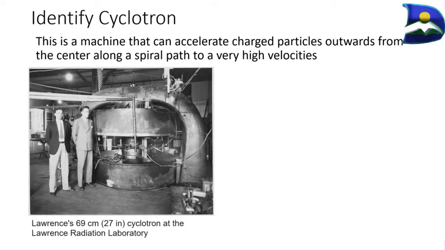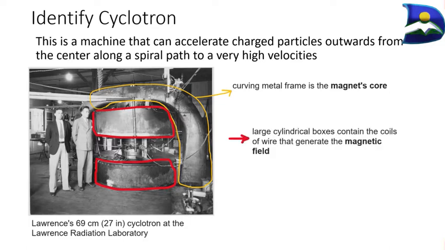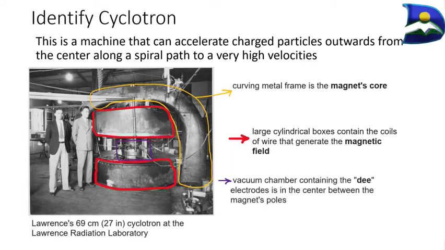Looking at how this structure is set up, we have this curved metal part which contains a magnetic core, and these two cylindrical metals are regions containing a large box with a coil of wires that create the magnetic field. This magnetic field is important alongside the vacuum, which is found between these two cylindrical containers. This vacuum contains the Ds, where the oscillator influences the creation of the electric field that acts on the charged particle in that spiral motion.